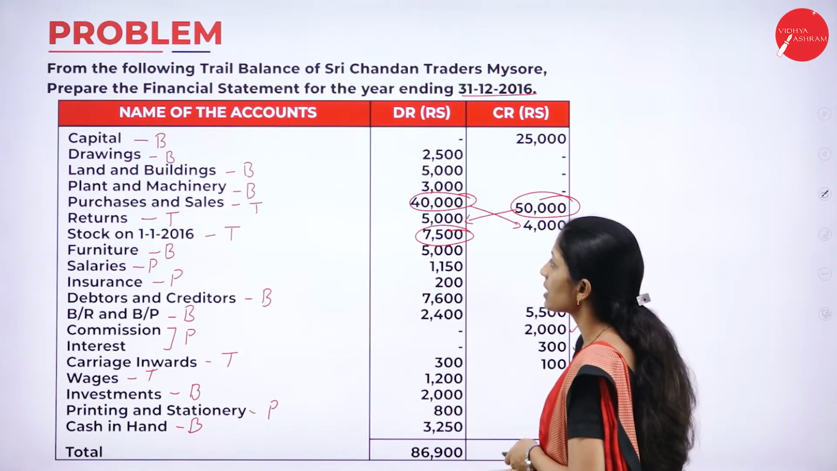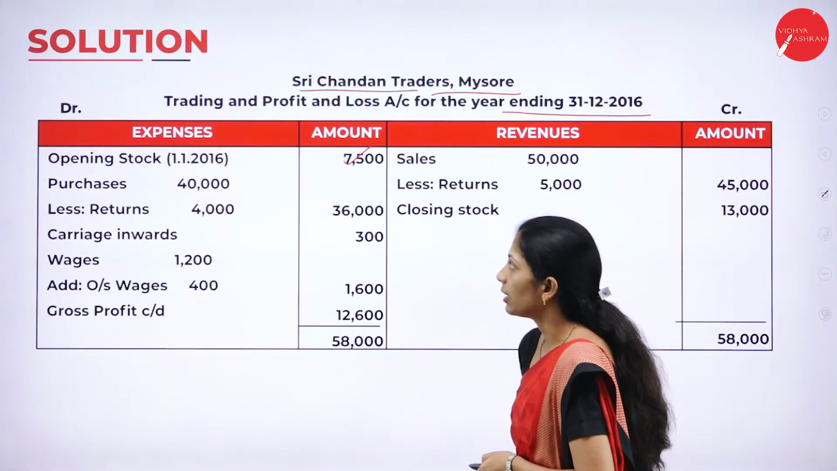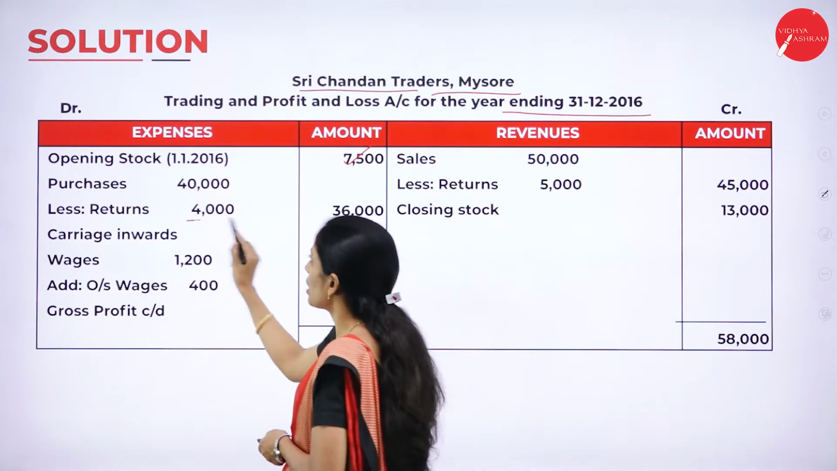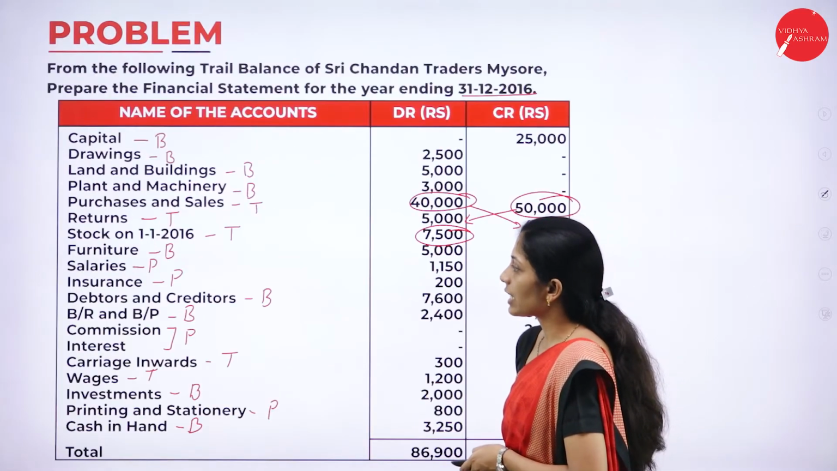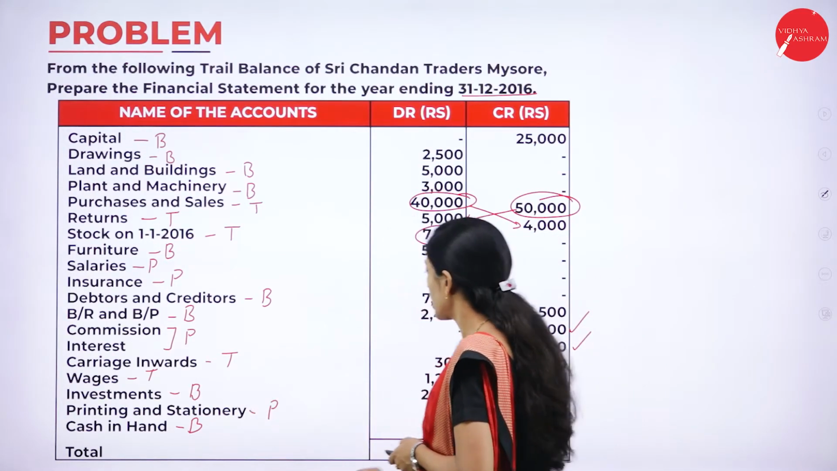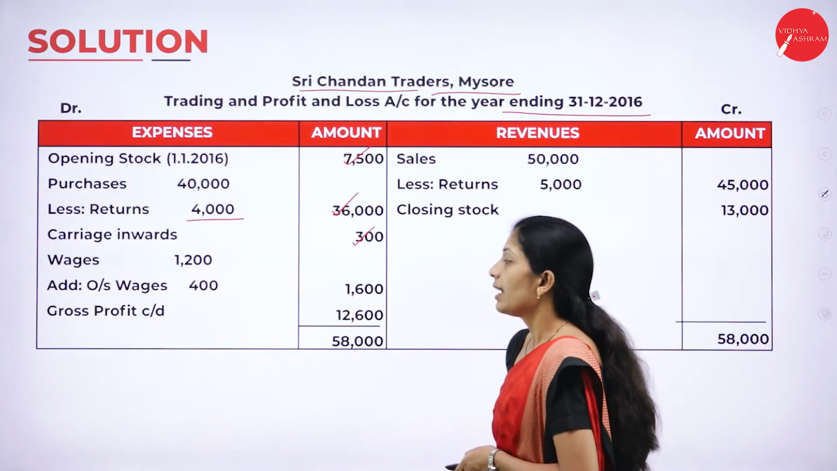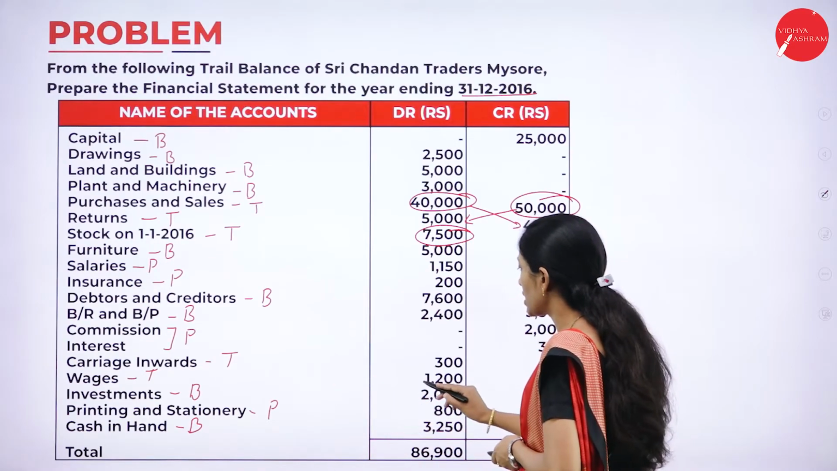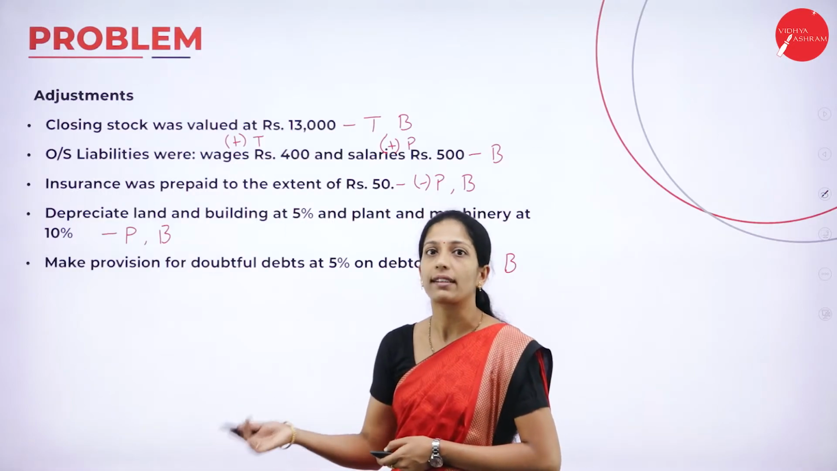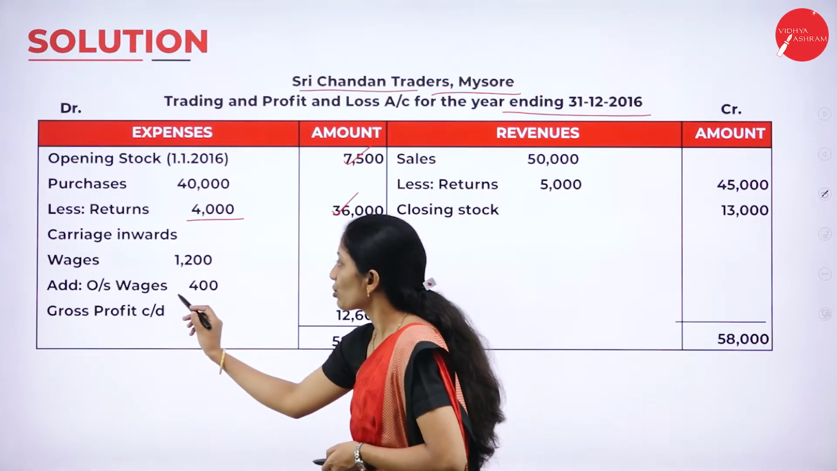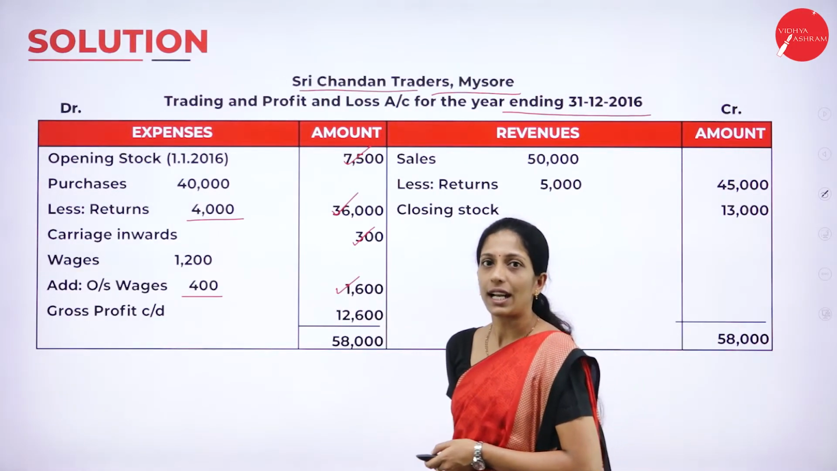Next, to purchase less returns. So what is a purchase? So purchase is 40,000 minus returns, that is 4,000. So to purchase 40,000 minus 4,000, it is 36,000. Next, direct expense is carriage inwards, that is how much? 300. So take that carriage inward, 300. Next, we have wages. So wages is 1,200, but we have outstanding of 400. So add that outstanding. So 1,200 plus 400, it is 1,600. So we are done with all the direct expenses.